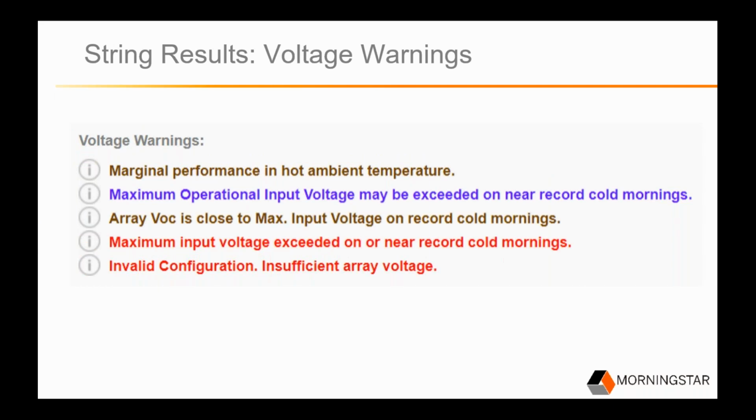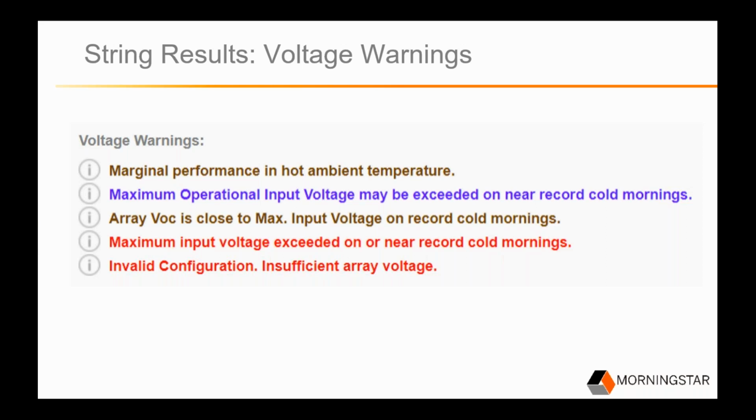Here are the voltage warnings. See that marginal performance in hot ambient temperature is indicated for strings where the minimum VMP of the array may be too low and less than max battery voltage, which is regulation voltage during absorption or equalizing charging of the battery system. This is calculated based on the highest average ambient temperature. A better module configuration that produces higher voltage should be used to ensure adequate charging over the entire expected ambient temperature range.